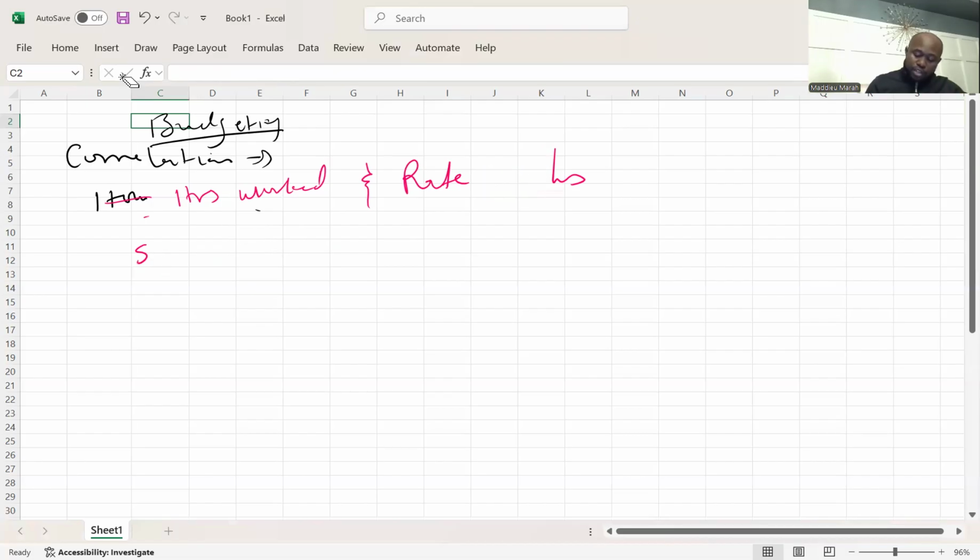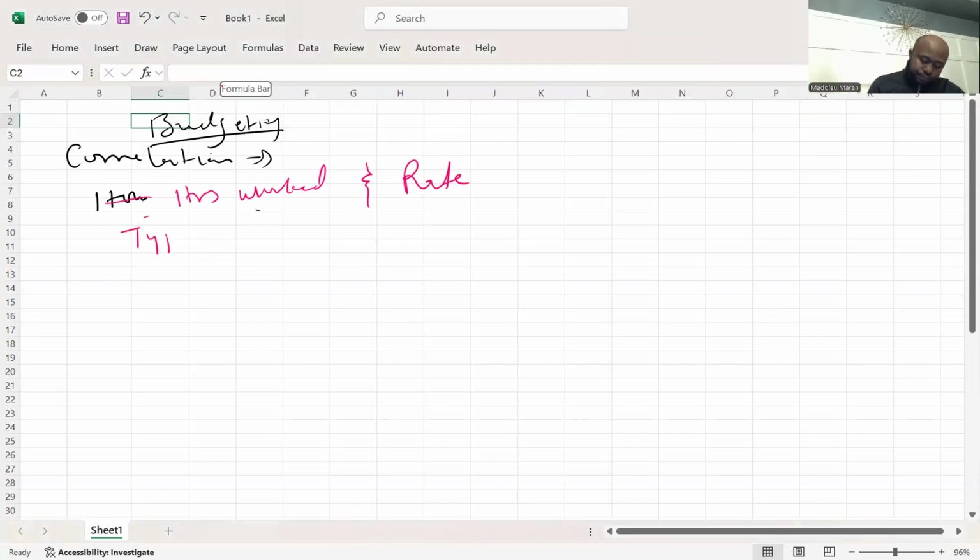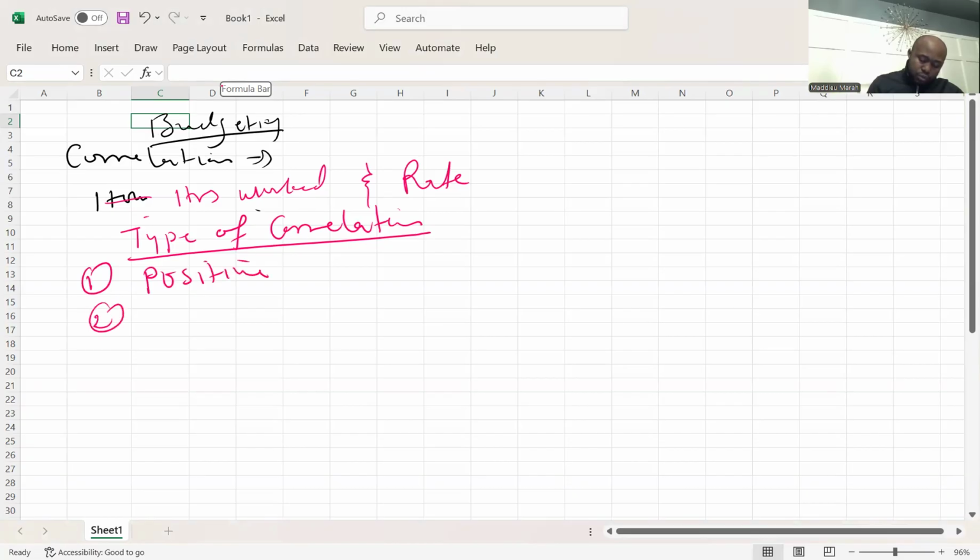Okay? So now that we understand the concept of correlation, let's look at the types of correlation. We have two types of correlation. One, we have positive, and two, we have negative. We have positive correlation and we have negative correlation. Don't rush, take your time.